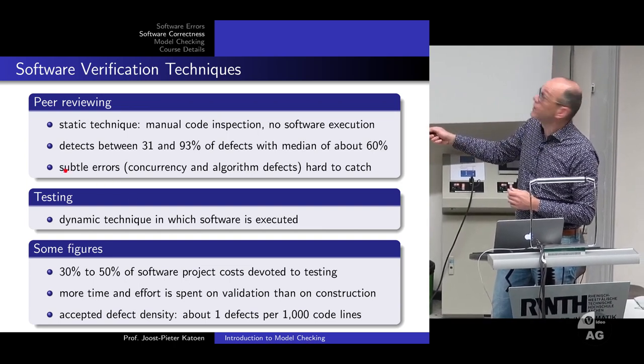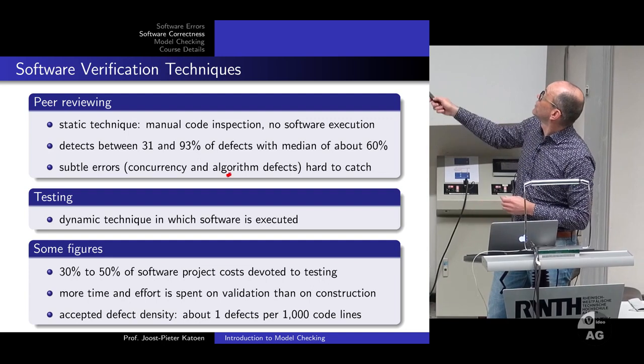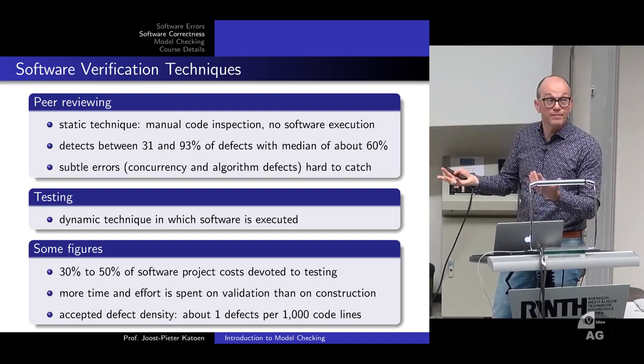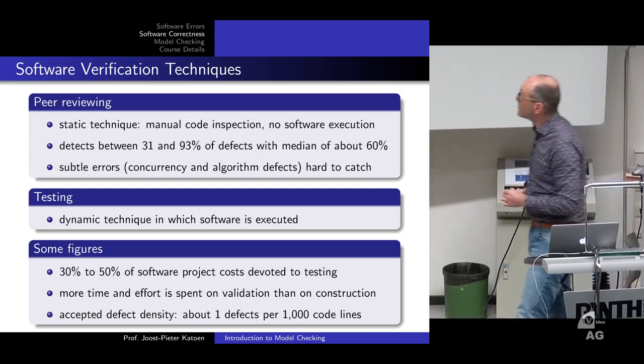But typically you don't find them. And we're talking about defects in algorithms, but in particular also defects in concurrency when you have multi-threading. And I have one example later on.